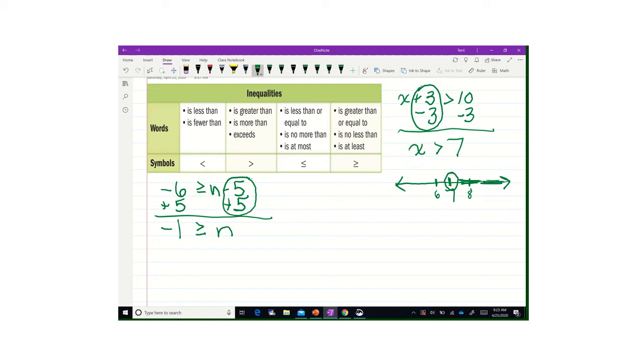And therefore, I'm going to shade in everything from the number 7 and larger. So that tells me that all numbers on this side of the number line would work for this inequality.